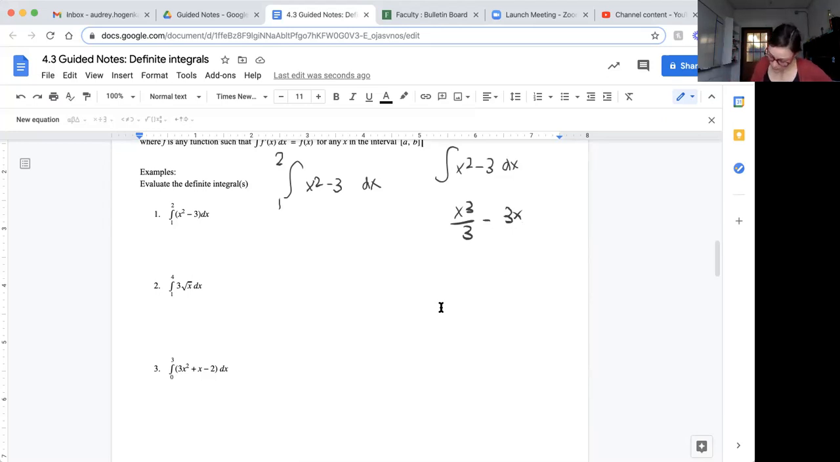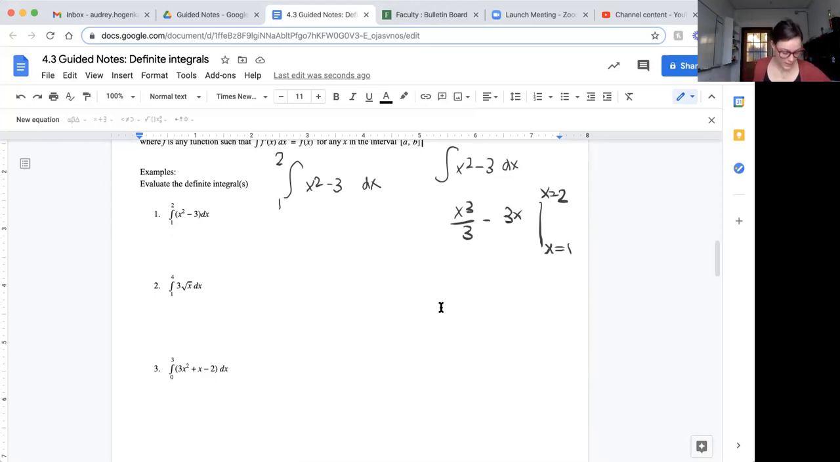And then what we're gonna do is draw this line, and remember that line means evaluated from. So we have x cubed over 3 minus 3x evaluated from, and now we plug in our bounds, 1 to 2, okay? And you can write 1 and 2, or you can write it a little bit fancier and write x equals 1 to x equals 2. I usually don't write x equals, I guess just saving time. Maybe I should start doing that.